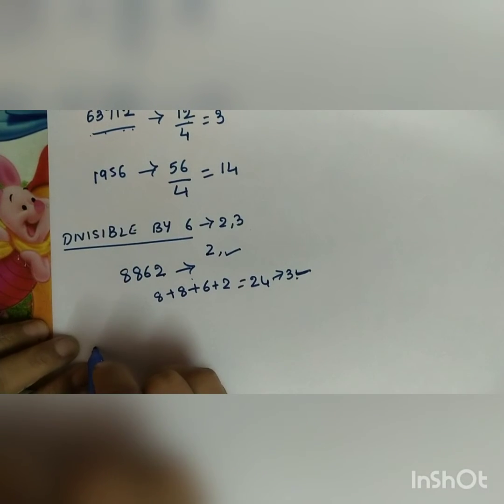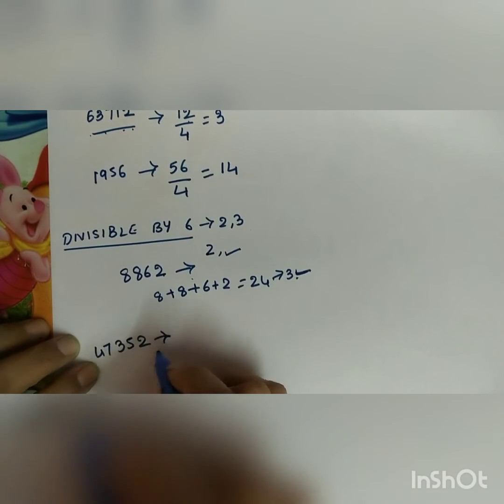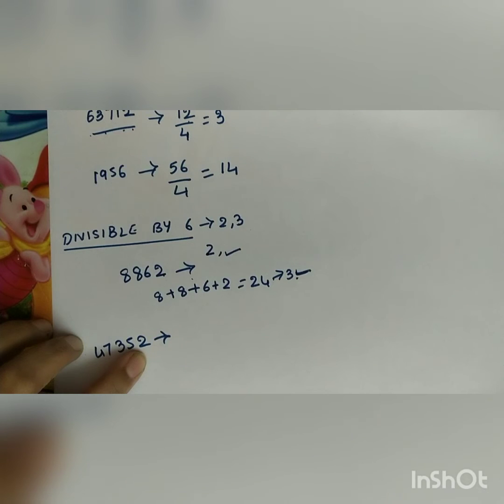Let's look at another example, 47,352. This is again an even number and it is divisible by 2.